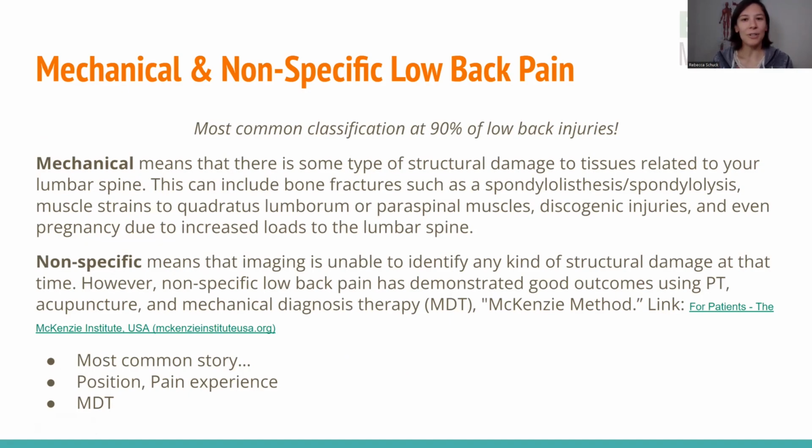So with nonspecific and mechanical classifications combined, these encompass 90% of low back pain injuries, and this is a very large number to keep in mind. So mechanical means that there is some sort of structural damage to the lumbar tissues surrounding your low back. And this can range from a fracture, like a spondylolisthesis or spondylolysis, to muscle strains, discogenic or disc herniation injuries, and even pregnancy is a part of this group for abnormal loads during this time period.